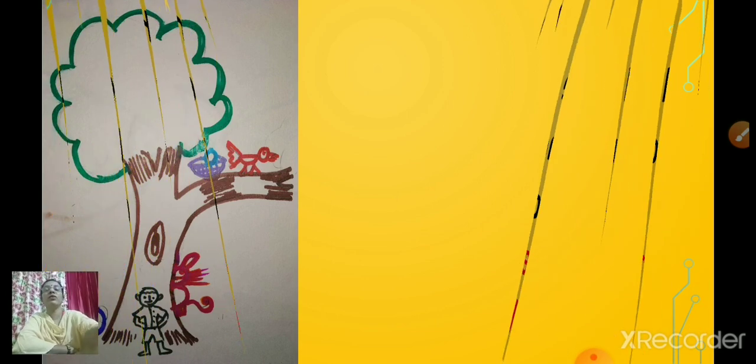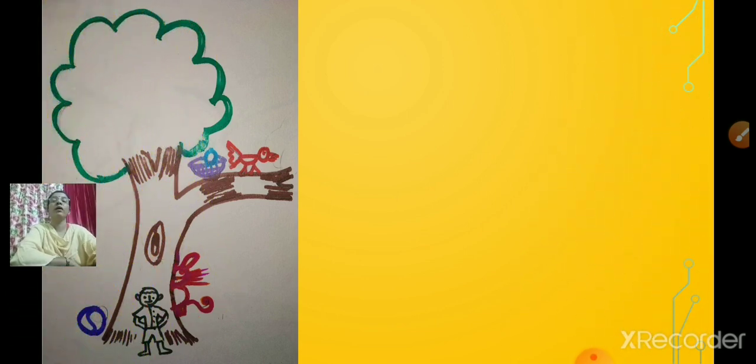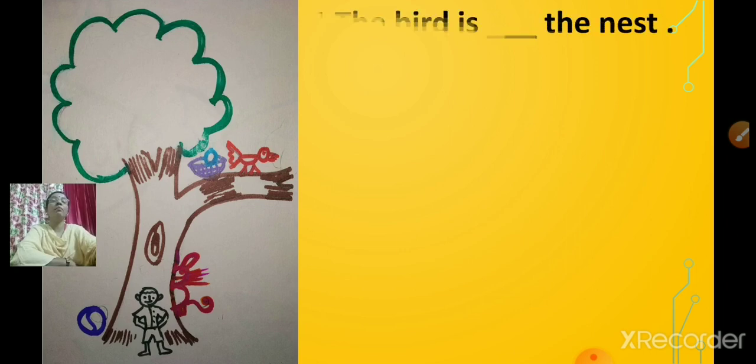Now you can see the picture here. Can you see the picture? I have drawn the picture over here. There is a tree, then there is a bird, a nest, then an egg, one boy, one cat, and one ball. Now here some questions are asked and you have to observe this picture, see what the question asked is, and then complete the blanks accordingly.